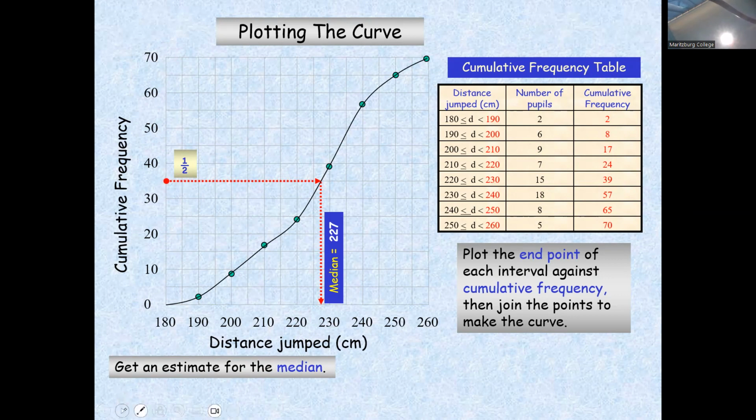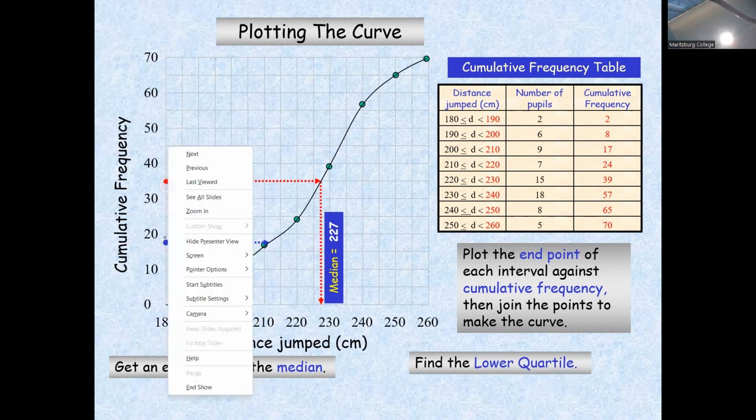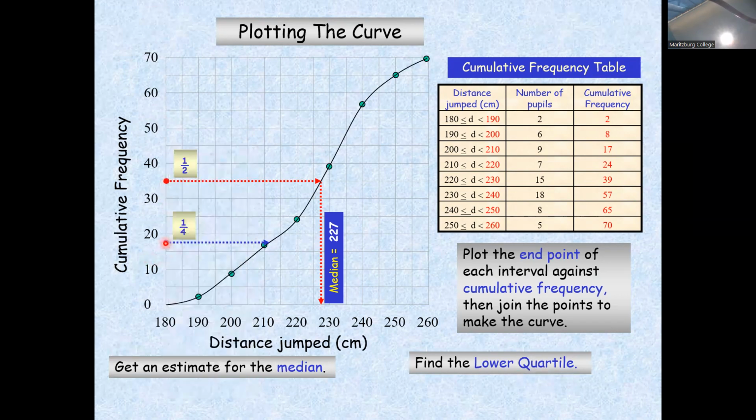The next thing we'd like to look at is the lower quartile. The lower quartile means 1/4 or 25%. So we go to 1/4 of 70, or you could say half of the 35 value, and half of 35 would give us about 17.5. We draw a line, and then wherever it meets the curve, we come down. That takes us to around 212 to be our lower quartile.